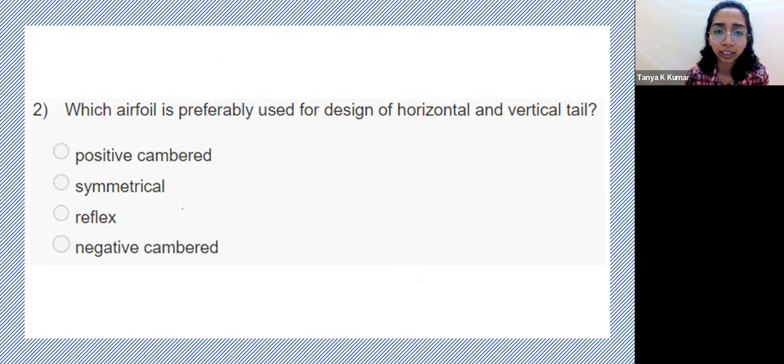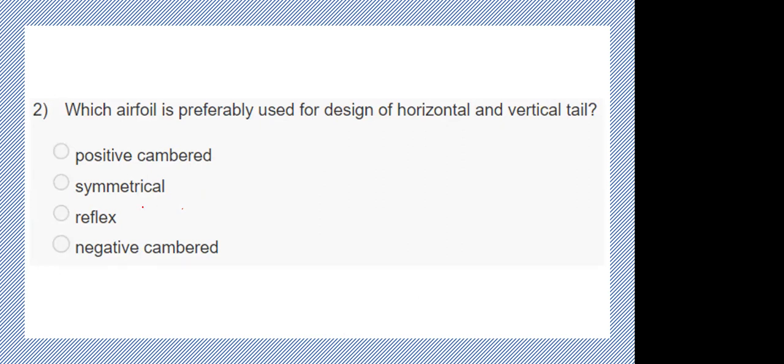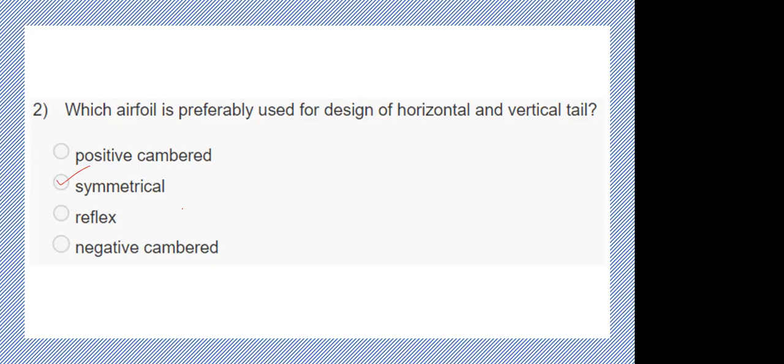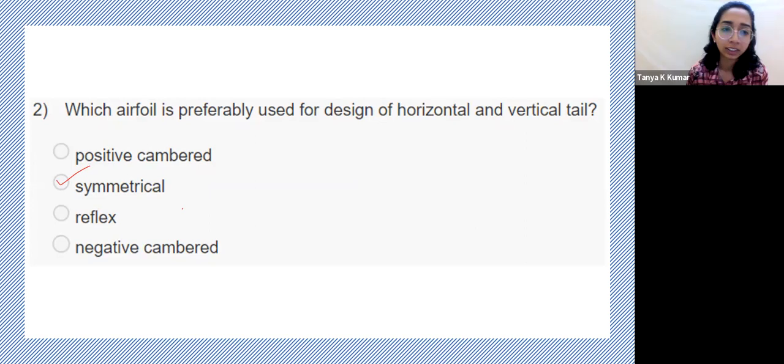Next question: which airfoil is preferably used for design of horizontal and vertical tail? Symmetric is the right answer. Why? Because we don't want any unwanted forces in any direction. Exactly. The main purpose of the horizontal and vertical tail is to contribute towards stability and to have control surfaces on them to control the aircraft. Its main purpose is not to produce lift in any direction, upward or downward. So it's preferably a symmetrical cross-section because we don't want unbalanced forces.